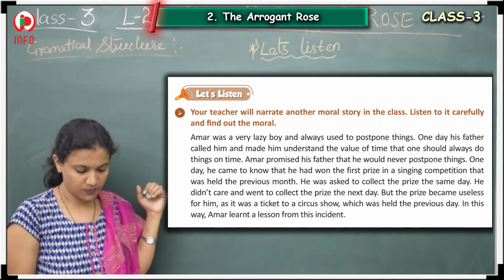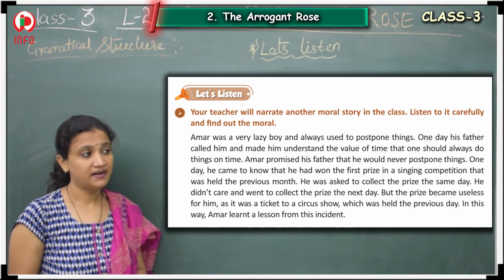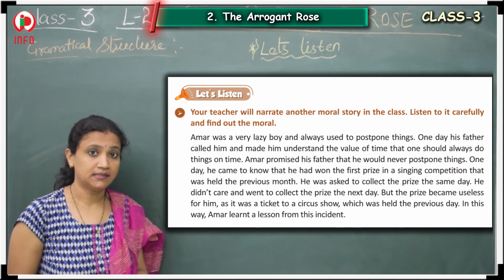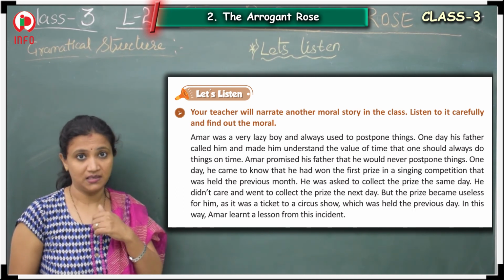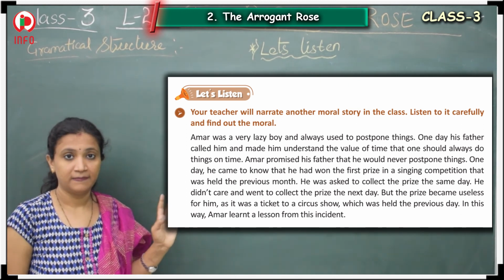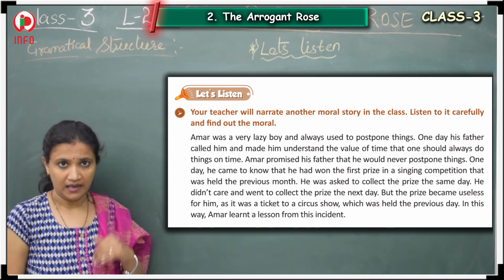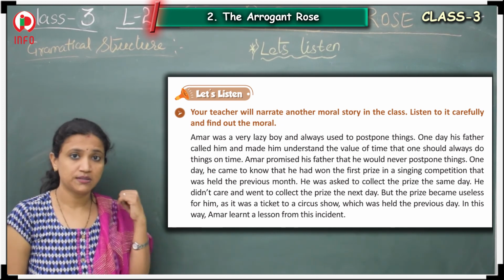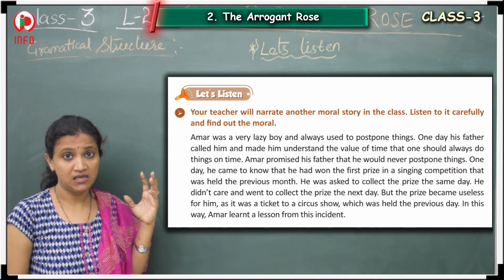In this way, Amar learnt a lesson from the incident. What he did is, whenever they asked him to come and collect the prize, he did not go. He went again the next day. But that time when he collected the prize, it was a circus ticket, and the circus had already passed yesterday. So what will he do today with the circus tickets? Yes, are they useful today? No, because it was yesterday's date. So what is the moral of the story here?